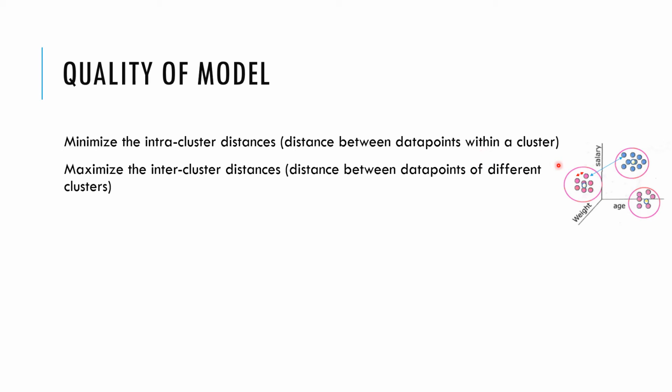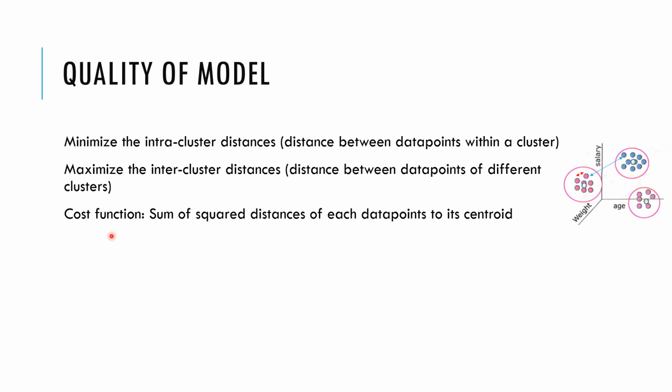The first one says that the distance between these two data points, or these two data points, should be minimized, and the distance between the data points from different clusters, this and this, should be maximized. That's what it means.